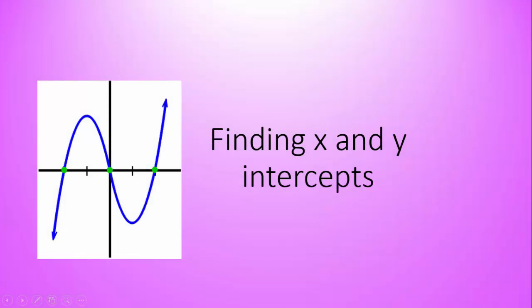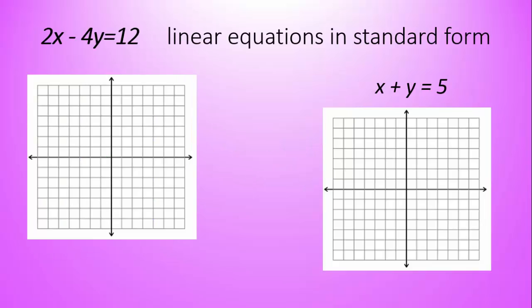There's really just one strategy you need to find the x and y intercepts for any equation. Let's start with linear equations in standard form. Since x-intercepts and y-intercepts are points that are right on the axes, they always have 0 for one coordinate.